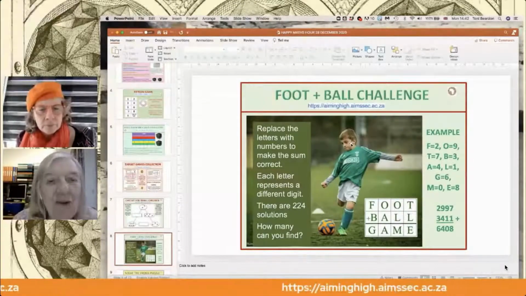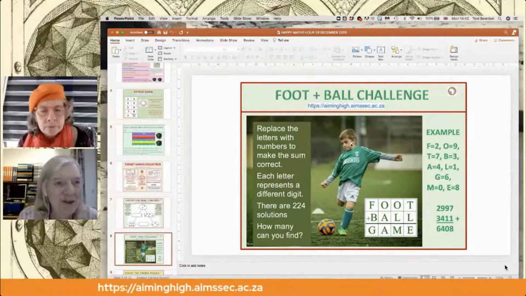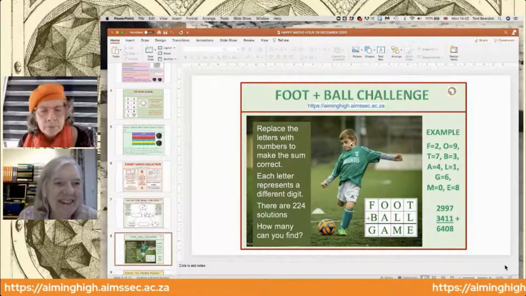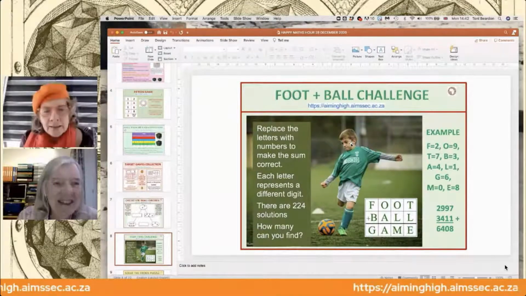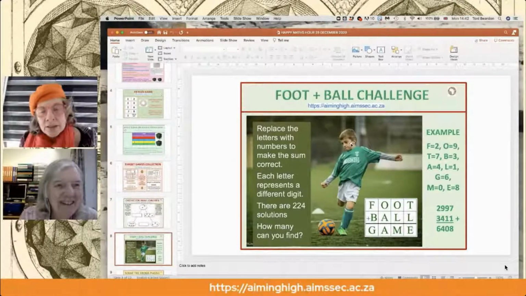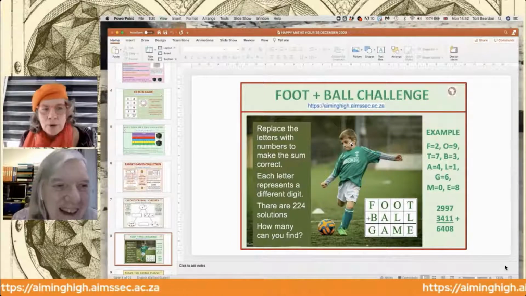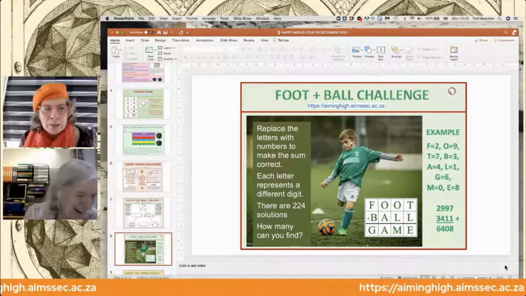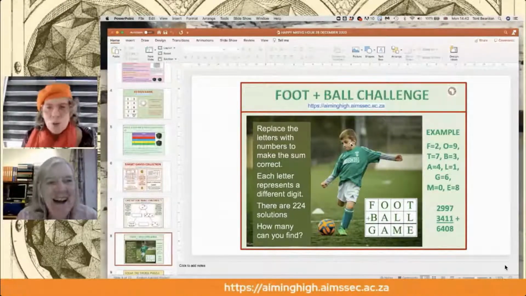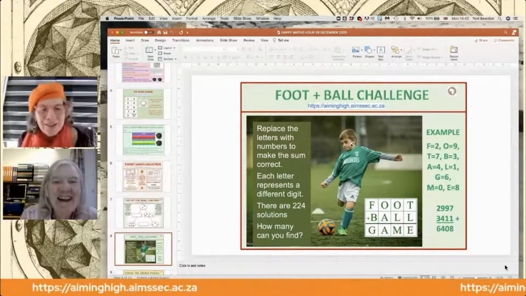I've given you one solution. Can you find the other 223? It's a big challenge. And can you find ones that definitely won't work, for example? Yes, there are lots of those. But explain it. That was the beautiful thing. Toni always makes me explain it. Why is it going to work? Why is it not going to work? Yeah, a lot of thinking there.